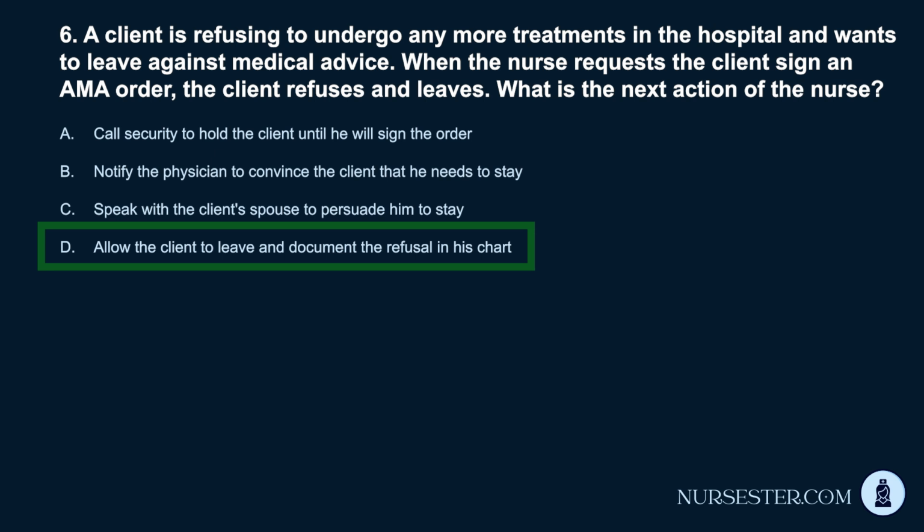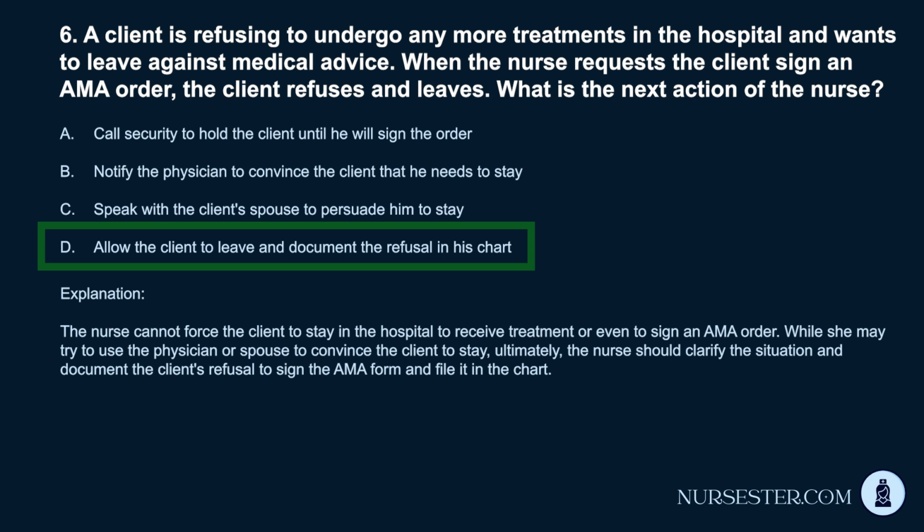Correct answer: D. Allow the client to leave and document the refusal in his chart. The nurse cannot force the client to stay in the hospital to receive treatment or even to sign an AMA order. While she may try to use the physician or spouse to convince the client to stay, ultimately, the nurse should clarify the situation and document the client's refusal to sign the AMA form and file it in the chart.